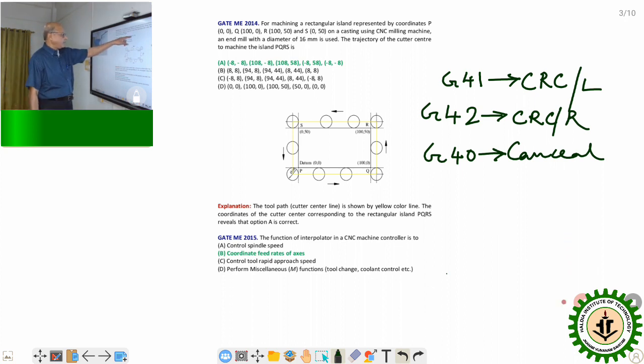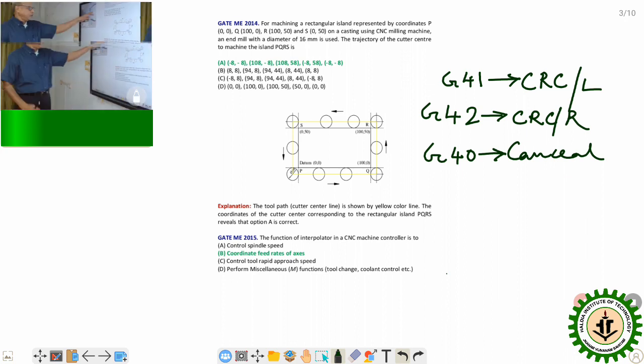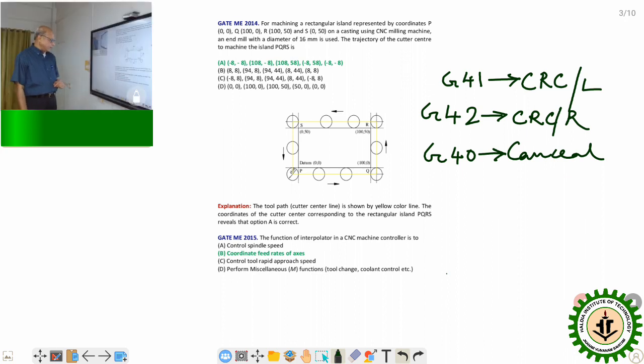So eventually the coordinate of the point P lastly will be -8, -8. So A is the correct option. That is what exactly is mentioned over here. So these 3 codes are extremely important as far as profile milling is concerned. Although it has got no relevance with this particular problem, but frequently these are required while undertaking profile milling.